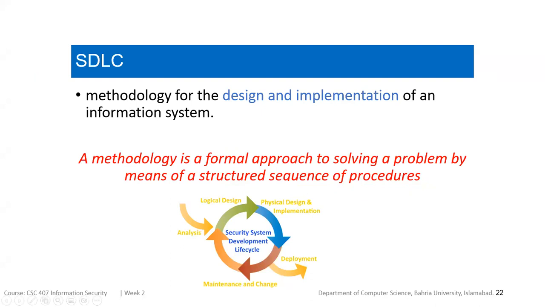One of the most traditional systematic ways to produce software is using the software development lifecycle, which is basically the methodology and implementation of an information system. So it is a formal way of solving any kind of real world problem and making it into a software product. It is a structured sequence of procedures in which we can make software. There are multiple phases.